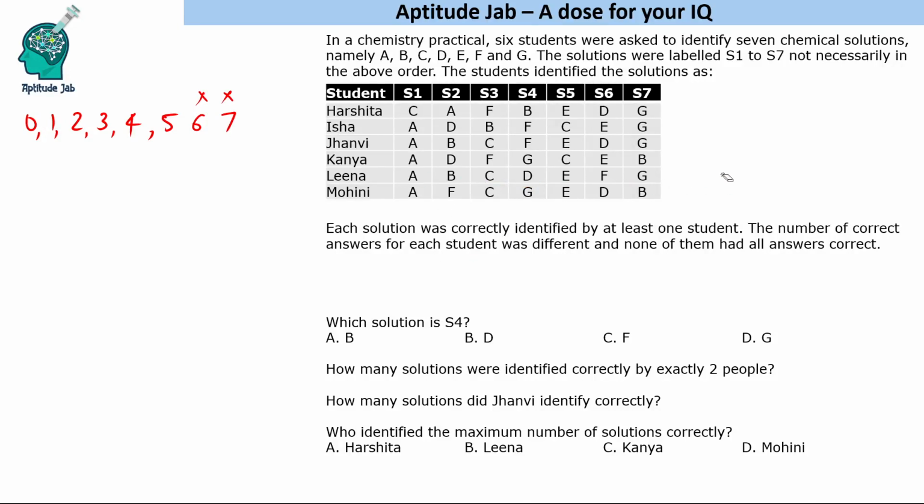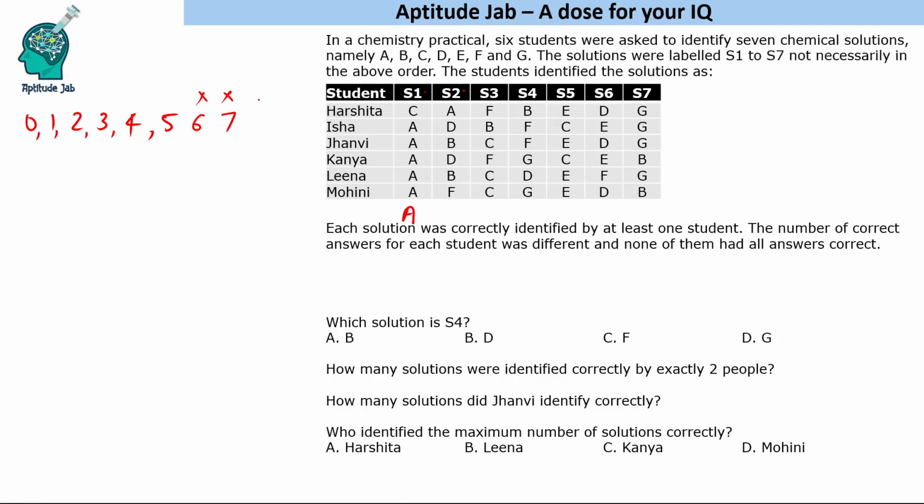Now let us start with this part, that each solution was correctly identified by at least one student. Now if you see, A is answered for only S1 or S2. So either S1 is A or S2 is A. Okay. What will our natural gut say? That A should be S1 because most of them answered it, right? So let us assume that S1 is solution A.